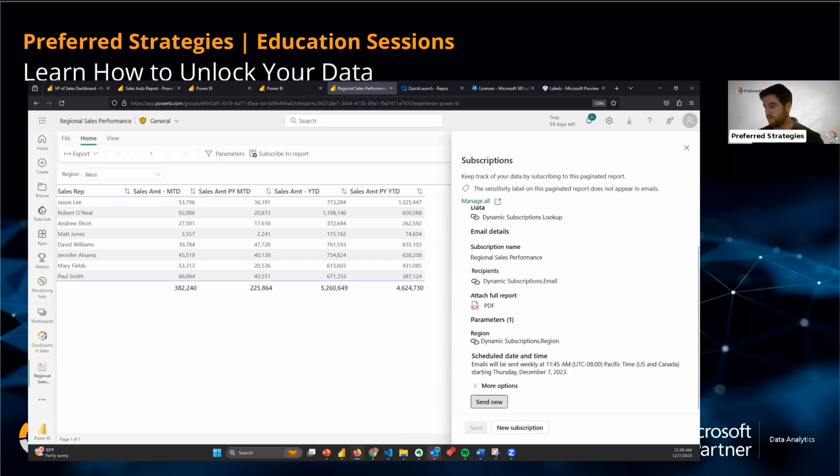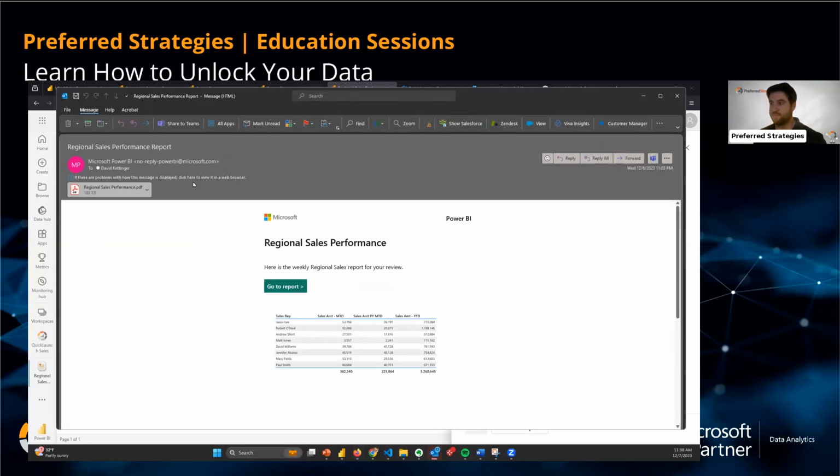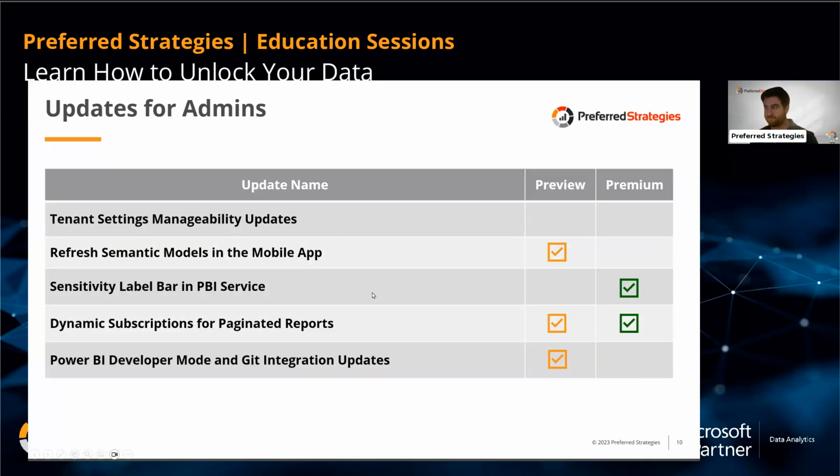And then if I come over to Outlook, the final result looks something like this, where you get this email, you get a screenshot, a link to the report, as well as a PDF that you can open up as well. So that is dynamic subscriptions. And again, that is a preview feature that is also a premium feature.